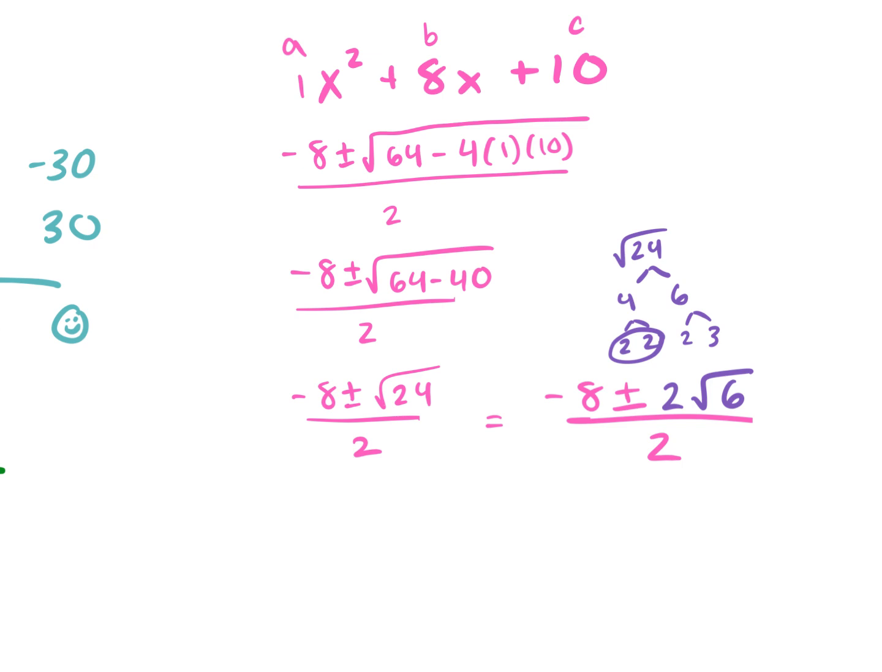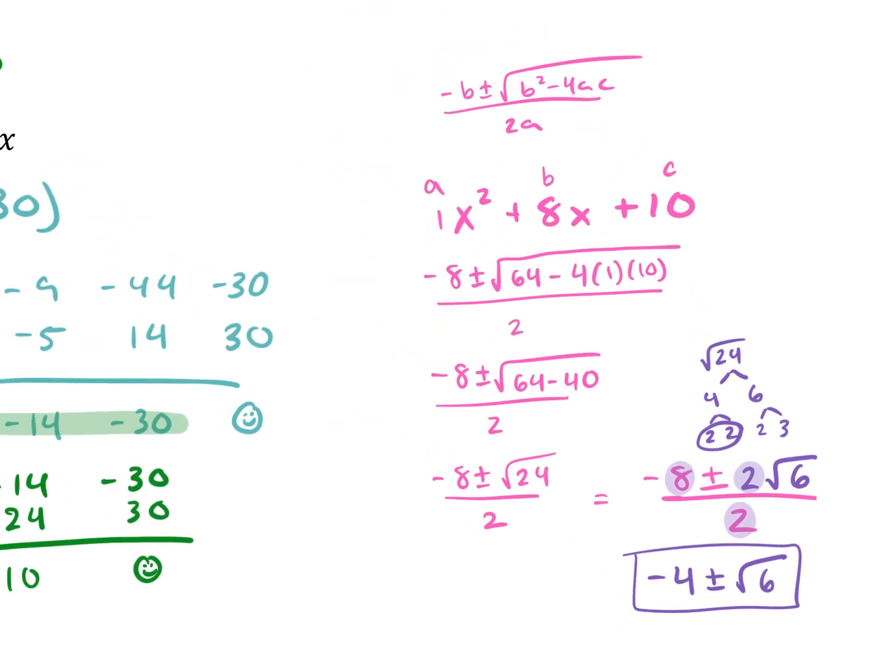Now let's see, does this simplify? Are all 3 of our whole numbers divisible by the same thing? Yeah, we can divide them all by 2. So we have negative 4 plus or minus, we wouldn't say 1 square root 6, it would just be square root 6. And we wouldn't put it over 1 because that just makes it a whole number. So it'd just be negative 4 plus or minus square root 6.